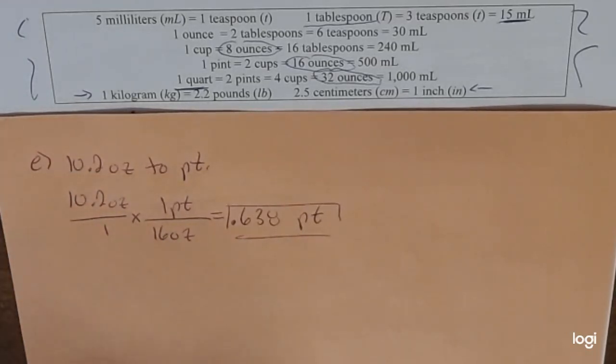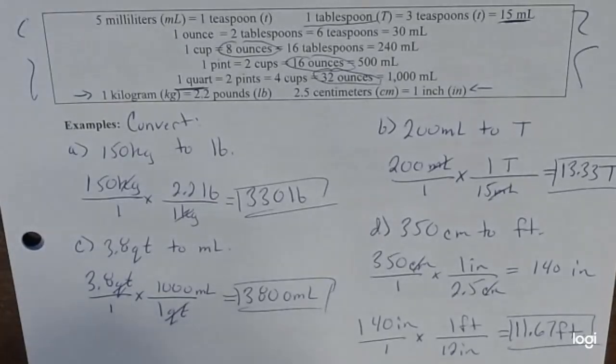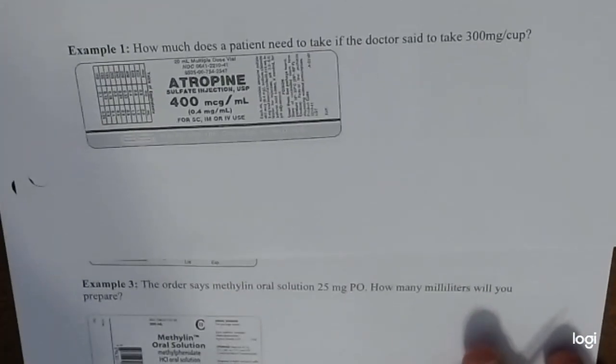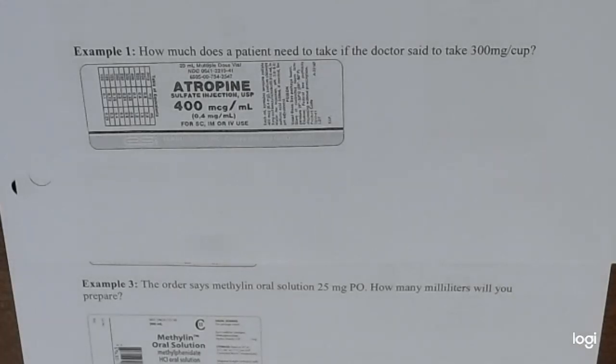So like I said, chapter 5 is pretty straightforward. It's just converting one to the other. So basically, all we're going to do is look at going from the actual labels now, doing the exact same thing. It's the same process. So example 1 says, how much does a patient need to take if the doctor said to take 300 milligrams per cup?